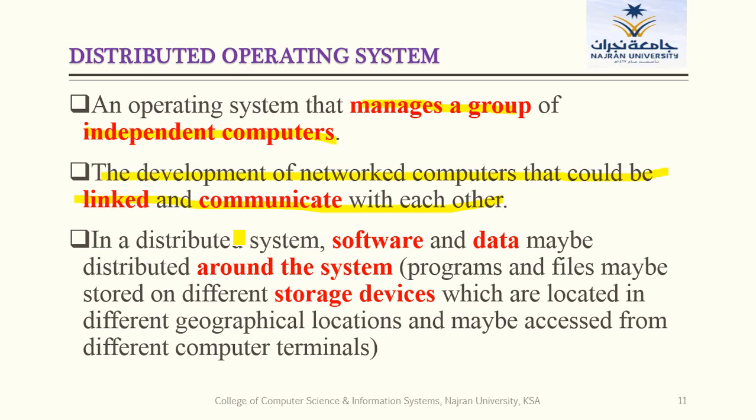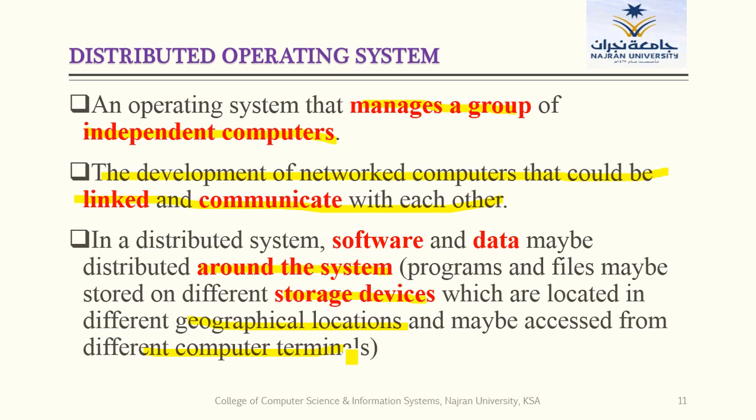So what is a distributed operating system? It is used to manage a group of independent computers. In a distributed system, it's possible that software and data may be distributed around the system. Programs and files may be stored on different storage devices located in different geographical locations, or may be accessed from different computer terminals. Now it's possible that all the data or software is not stored on a single computer, so we can access data from different locations.